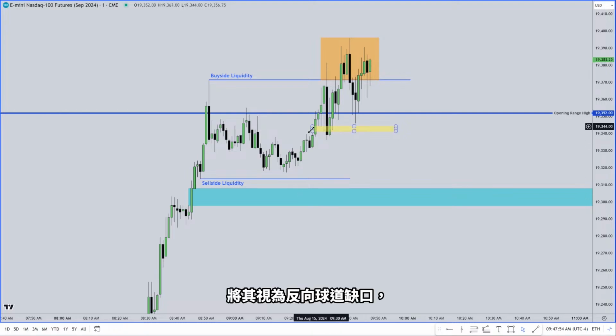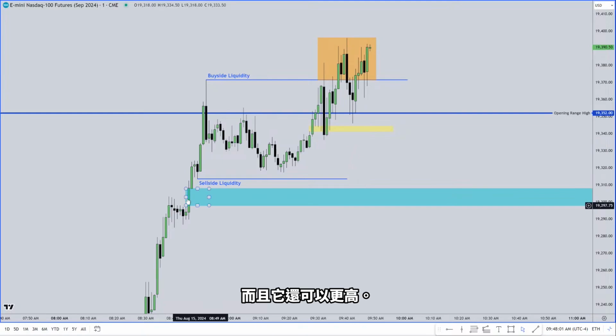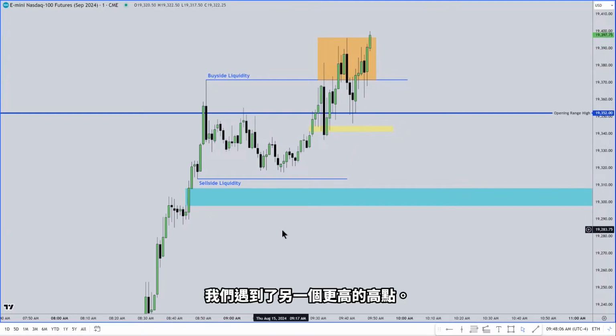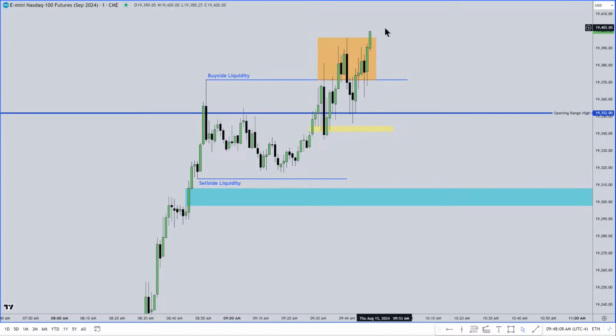I want to see this gap trade down through it, treat it as an inversion fair value gap, and reach for this liquidity, and maybe get as far as down here. And it can still go higher. Just look at how it traded yesterday. Okay, so we made another higher high.